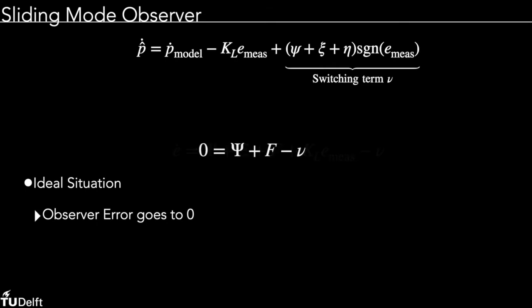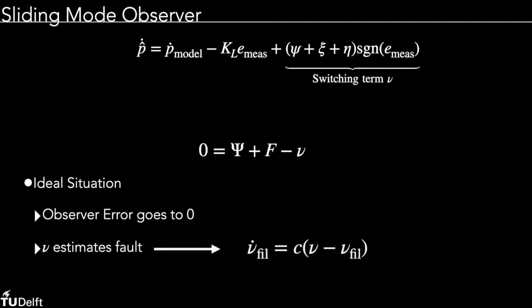Substituting this zero, we can see intuitively that the switching term nu will start to estimate the fault with some uncertainty. However, using nu directly will not give us any information about the fault, as it is a switching term which can only take values that we designed. Therefore, we need to filter nu to get a useful estimate of the fault. With measurement noise, the same intuition holds, but the estimation uncertainty will increase and, more importantly, will become much harder to quantify.